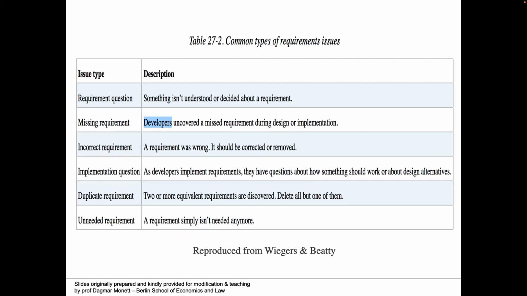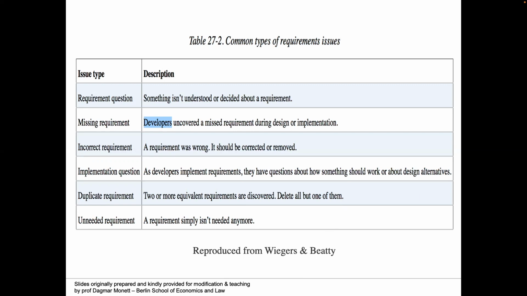And then duplicating of requirements, you might discover you have maybe 2 or more equivalent requirements, and you need to delete, keep one of them. And then some unneeded requirements, and then some requirements which you didn't incorporate, whereas your customer had asked for them in the beginning. So yeah, these are some of the requirement issues, and during the requirement elicitation lectures, we have discussed a lot on these topics, that these problems can arise.